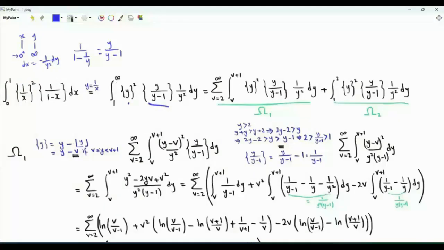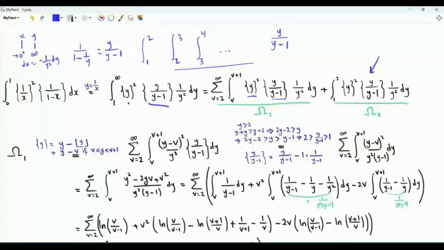We split the integral into an integral from 1 to 2, which is this one, plus an integral from 2 to 3, 3 to 4, and so on. All those integrals are given by this omega 1, summation v from 2 to infinity, integral from v to v plus 1, the square of the fractional part of y, multiplied by the fractional part of y over y minus 1, then dy over y squared.